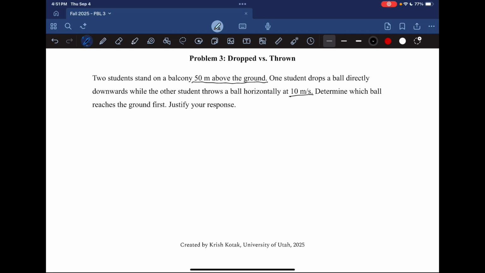So this one doesn't actually have any math, but I'm going to draw a couple diagrams. So we've got our first ball, which is just accelerating downward. And then we have another ball, which has an acceleration downward, and then an initial velocity in this direction. It says horizontally, so it doesn't have any vertical component at 10 meters per second.